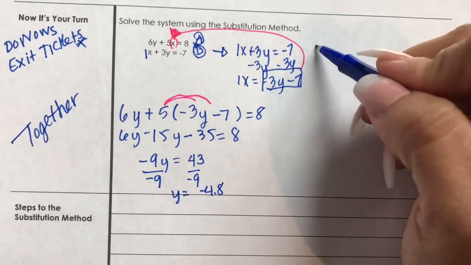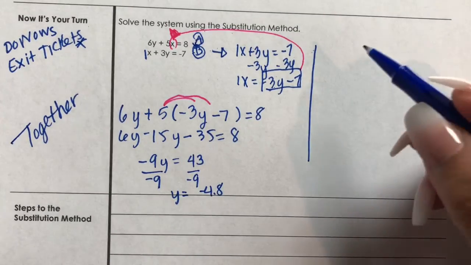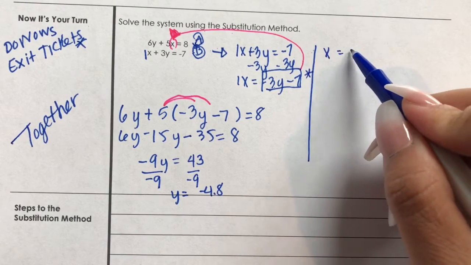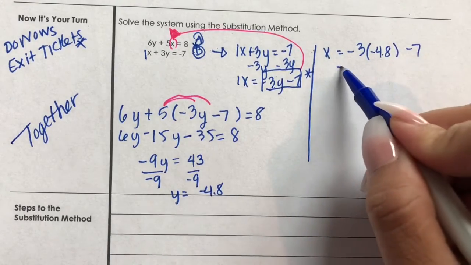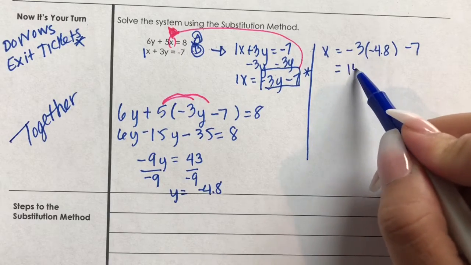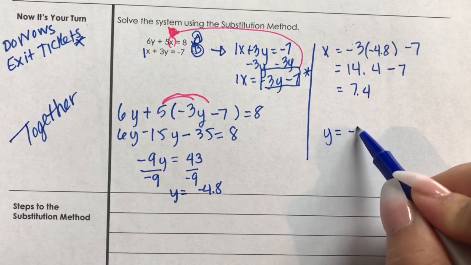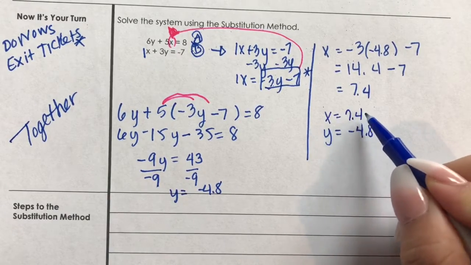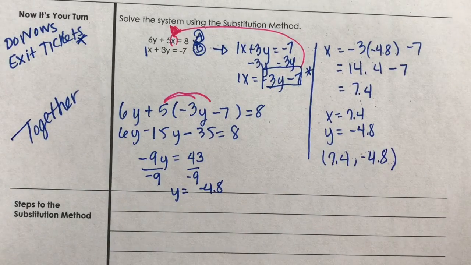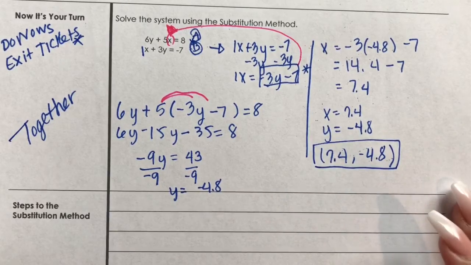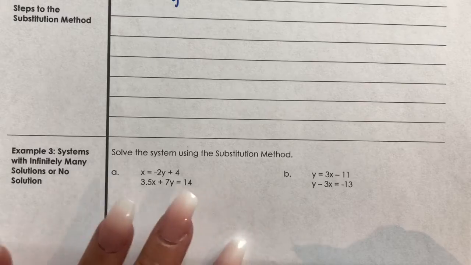Okay, so let's keep on working. Go back to either this equation or that equation, doesn't matter. Let's try this one right now. X equals negative 3, and then substitute for y, negative 4.8 minus 7. Keep on completing PEMDAS. 14.4 minus 7 equals 7.4. My solution is going to be y equals negative 4.8, x equals 7.4. As an ordered pair, it's going to be 7.4 comma negative 4.8. Okay. That is my solution.